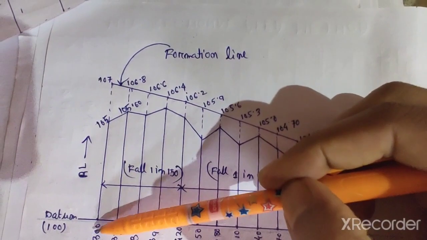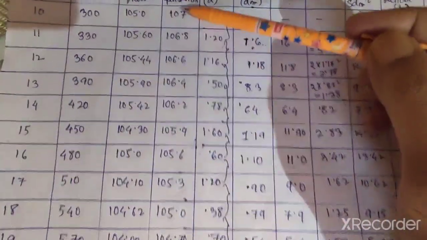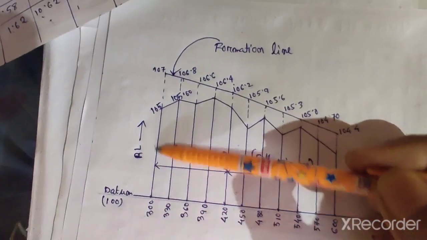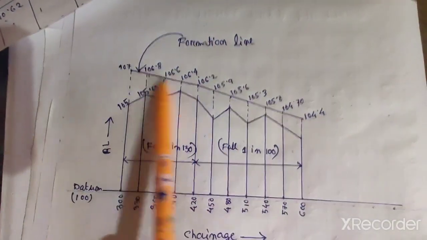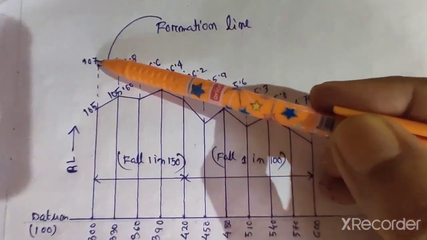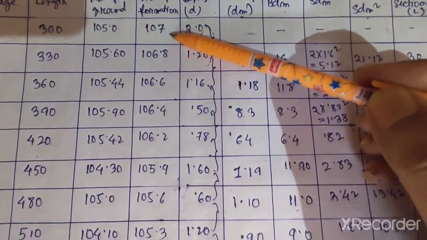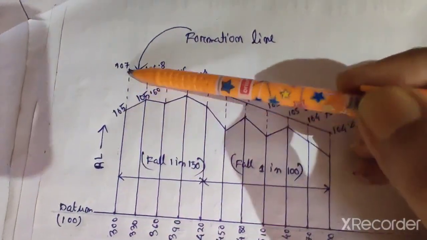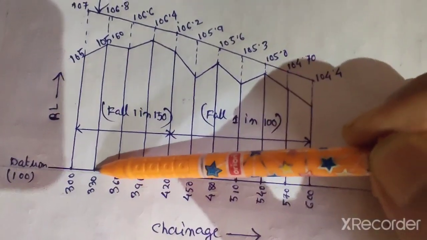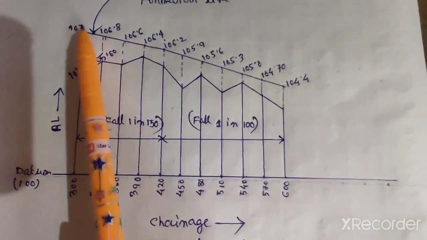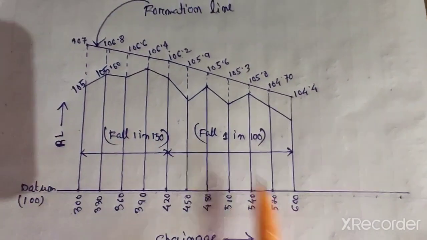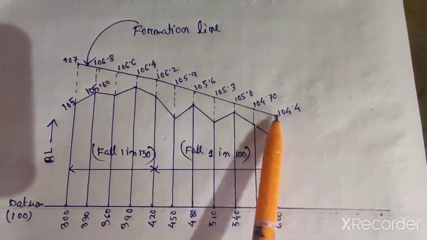Now we have already calculated the RL of the formation line for each and every point. So we put the values of the RL of the formation line for each point, very easy. The first value of RL of formation line is 107, so we have gone a height of 7 centimeters. Next is 106.8, so we have gone a height of 6.8 centimeters. Just like that, we have put the values of the formation line for each and every station, and we have achieved the formation line like this.